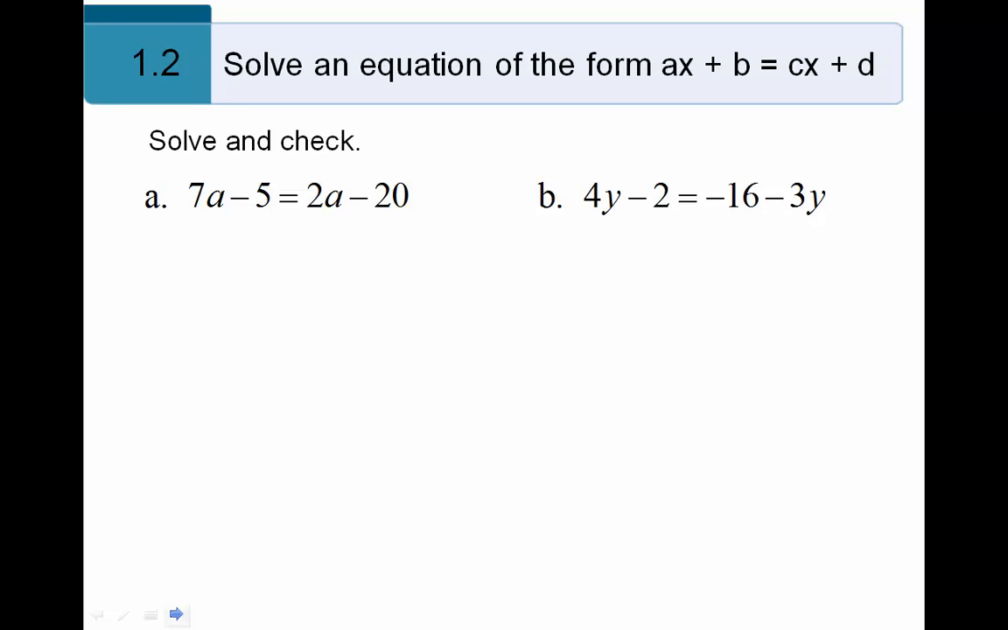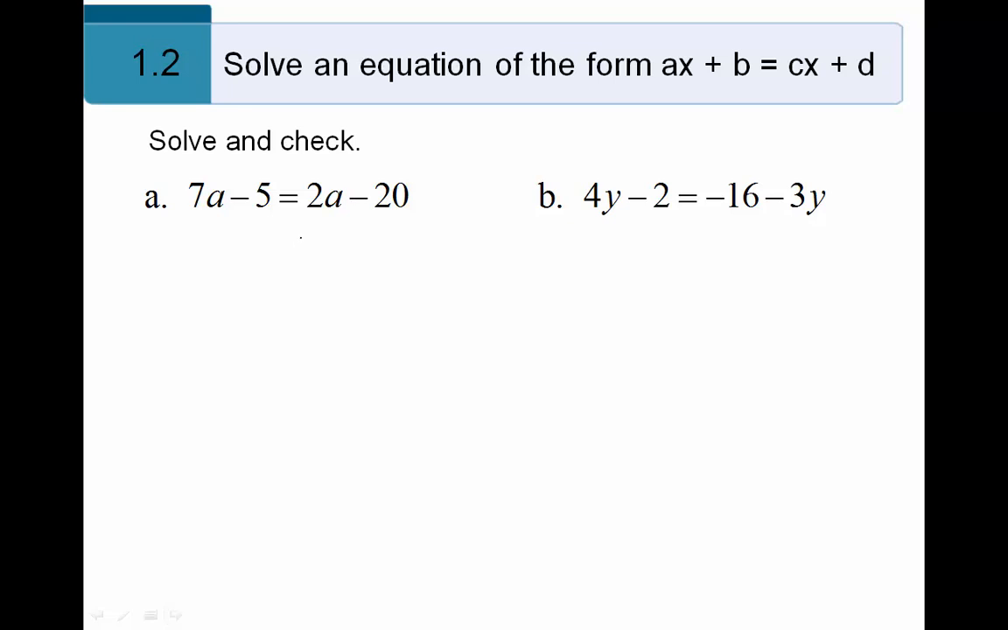Step 2, let's get the variables on one side, the numbers on the other. Normally when I have variables on both sides and numbers on both sides, I prefer to have my variables appear on the left and my numbers on the right. But it really doesn't matter what side you put the variable or number on as long as you get them on opposite sides. I'm going to begin with the positive 2a.